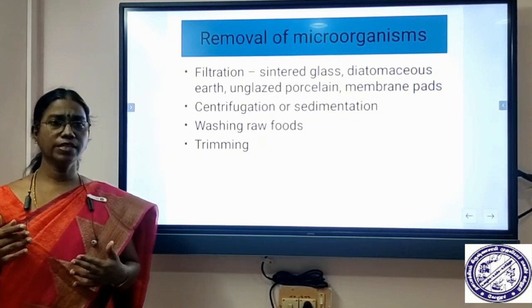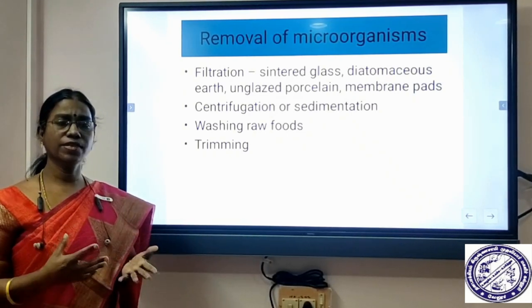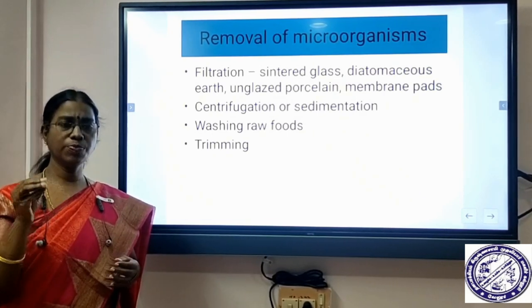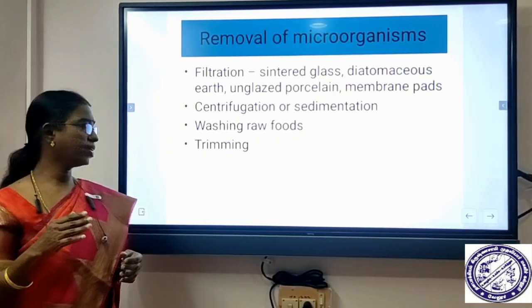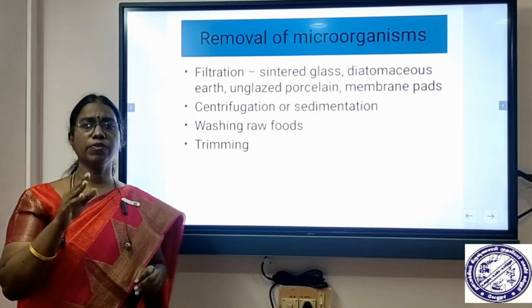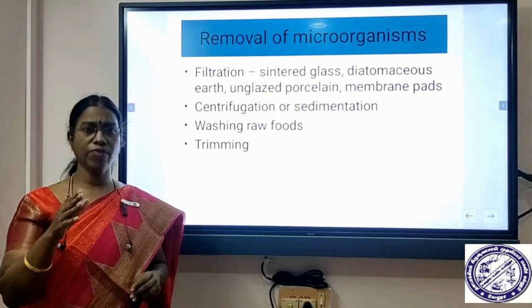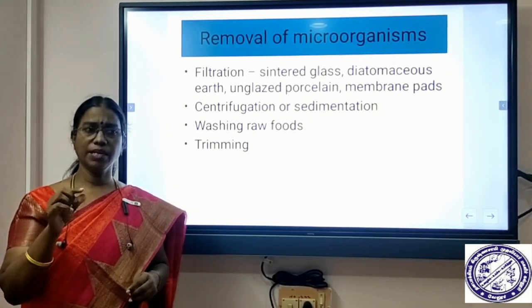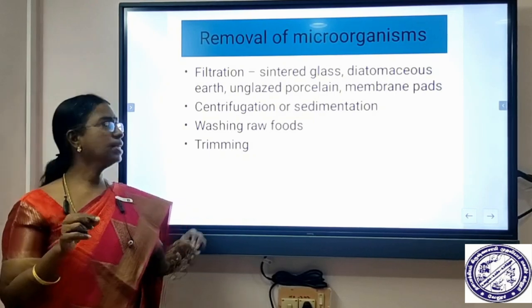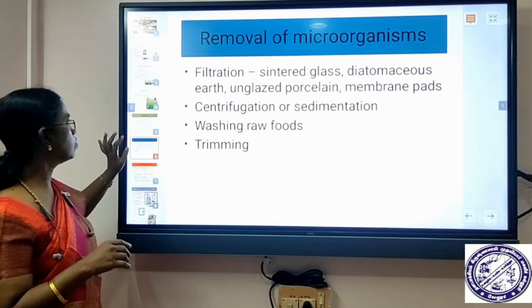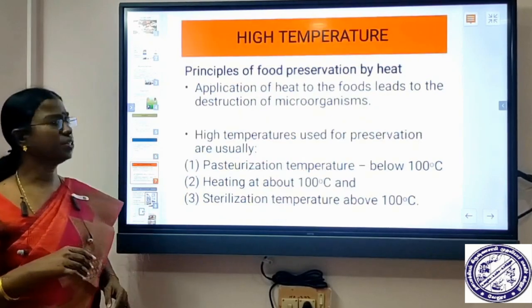Whereas in case it is a solid food like vegetables, fruits, etc., if any part is found to be spoiled, that can be trimmed. For example, trimming the outer part of cabbage, the spoiled layer of the cabbage, and then trimming the particular portion of apple. So all these are removing the microorganism from the food. So this is also one of the methods of food preservation.